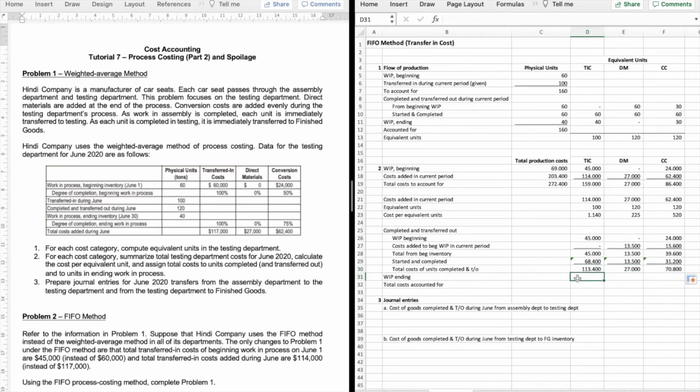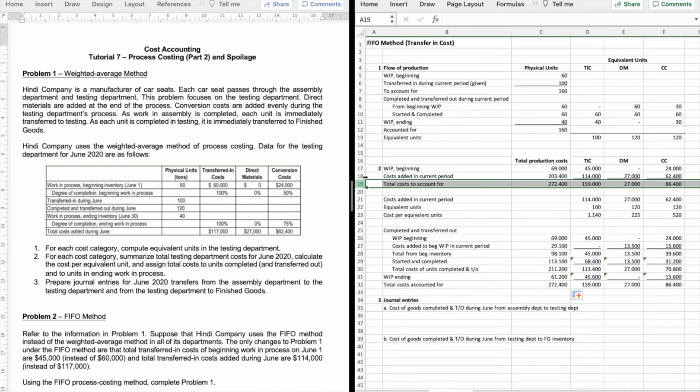And for the ending work in process, it's the same by multiply the cost per equivalent unit with the equivalent unit in the ending work in process. And now we have the total costs accounted for is to add the total cost of units completed and transferred out with the cost from ending work in process. And also don't forget to sum the three categories here. And now to make sure if your calculation is right, is to have this amount is the same with the amount in the step 3.